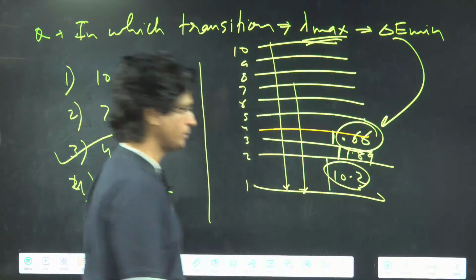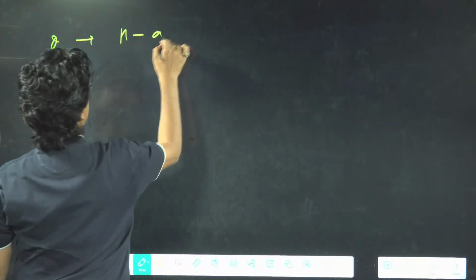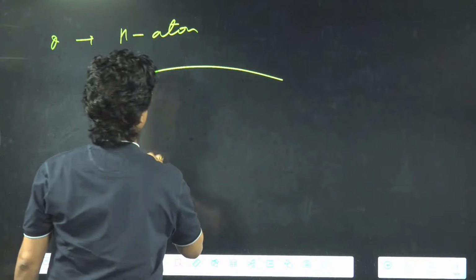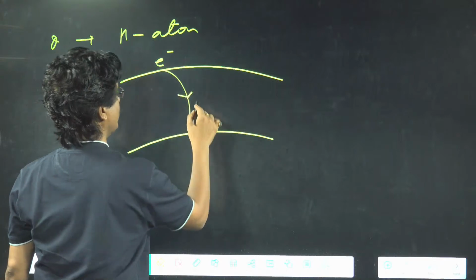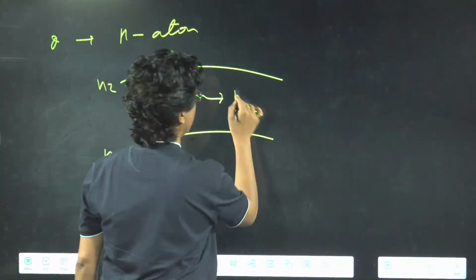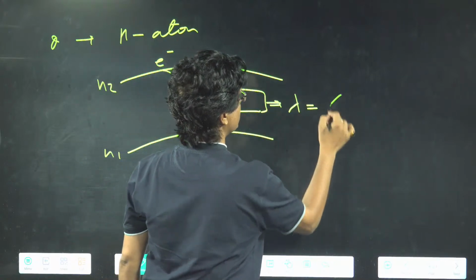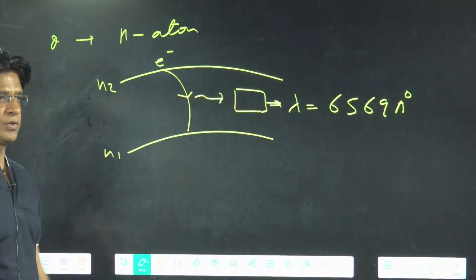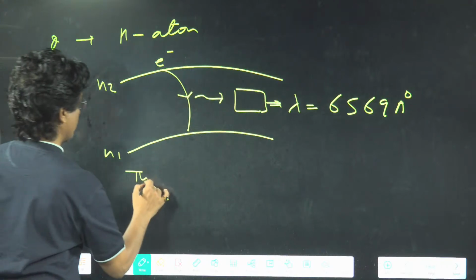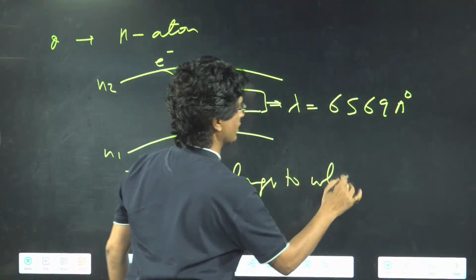A very good question coming up. See, this is for the hydrogen atom. So this is N1, this is N2, and the electron is jumping from here to here, and in the process a photon will be given off. For this photon they are saying that the lambda is 6569 angstrom. This lambda belongs to which transition?